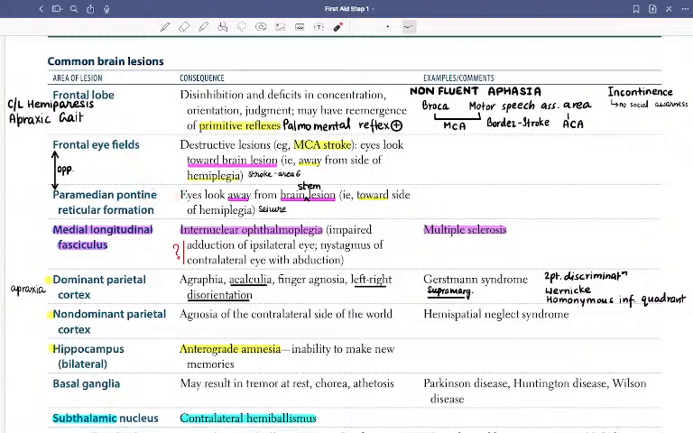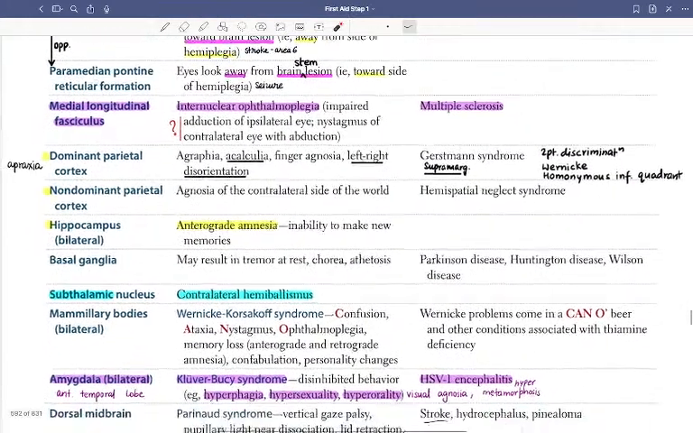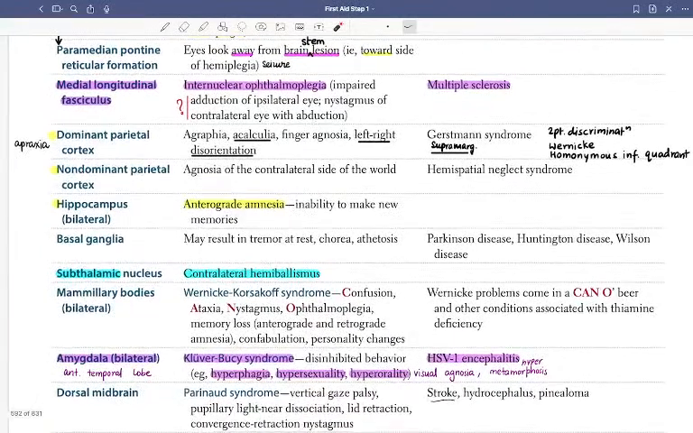Next, medial longitudinal fasciculus, MLF. Okay, so internuclear ophthalmoplegia, impaired. This a little bit here will be very confusing to mention, but it will get clear once we deal with the internuclear ophthalmoplegia portion. Internuclear ophthalmoplegia: impaired adduction of the ipsilateral eye and nystagmus of the contralateral eye with abduction. We'll come to this in multiple sclerosis. This has come before, it is very important.